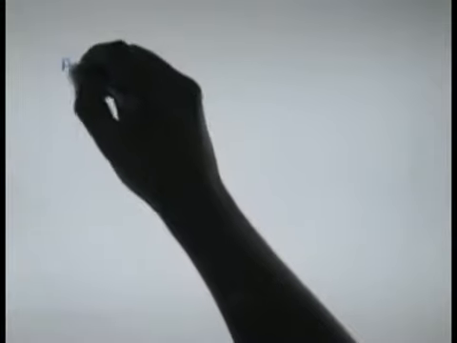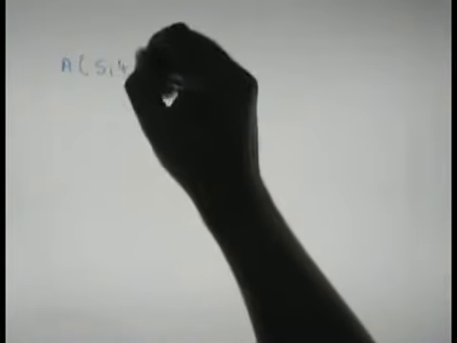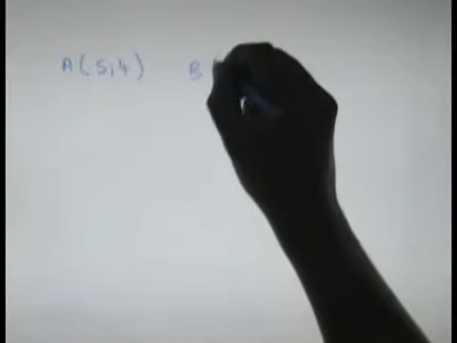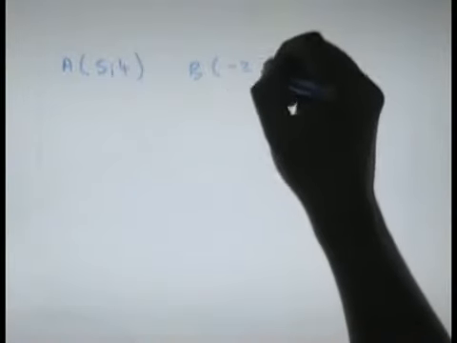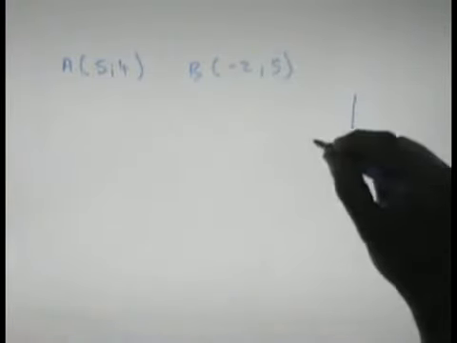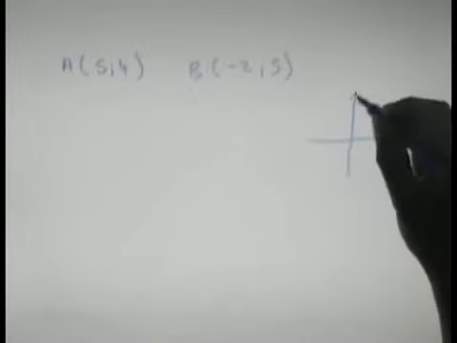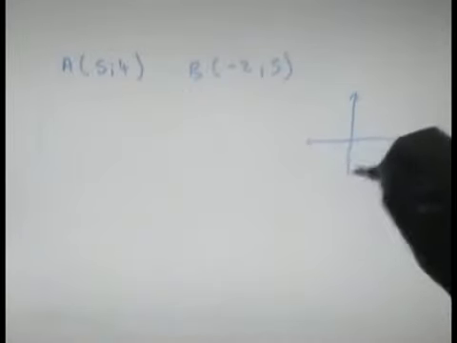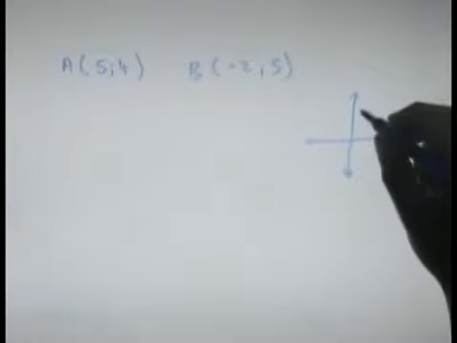First, we are going to get the equation of the straight line from two coordinates. I'm going to use coordinates A, which is 5 and 4, and coordinates B, which is -2 and 5. And I'm going to get the equation of that straight line. Now let's just draw that out just to see what sort of straight line we're looking at.